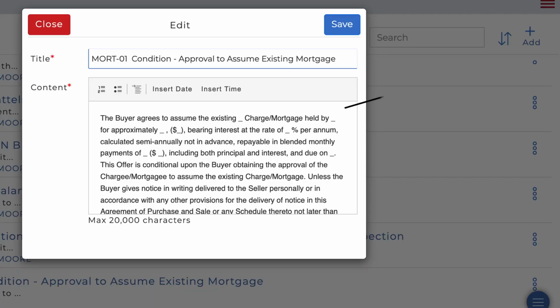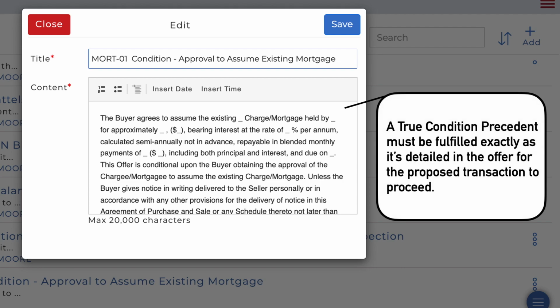Okay, on to a true condition precedent. In certain instances, a condition must be fulfilled exactly as it's detailed in the offer for the transaction to proceed. This condition must be met. It may not be waived. No waiver provision, like we just saw in the last condition, can be used because the condition must be fulfilled for a binding contract to be created.